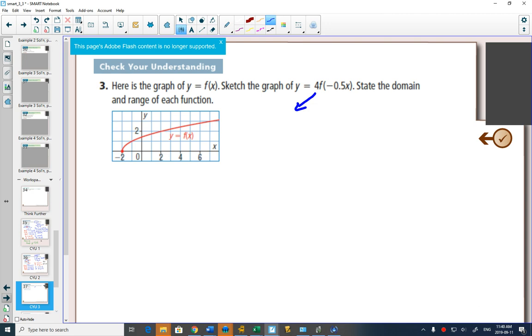That 4, horizontal or vertical? Vertical. Are you okay with the letter V for vertical? Is it going to be a stretch or compression? Stretch, because we're multiplying. We're going to be multiplying y by 4. Anytime you're multiplying by a number bigger than 1, that will be a stretch.